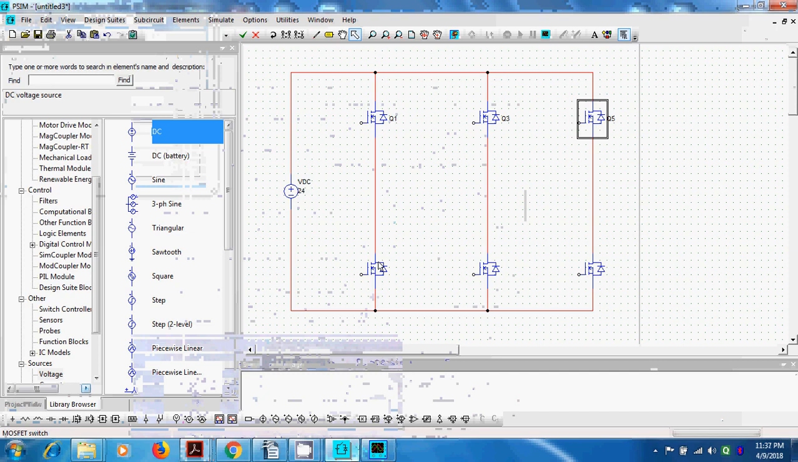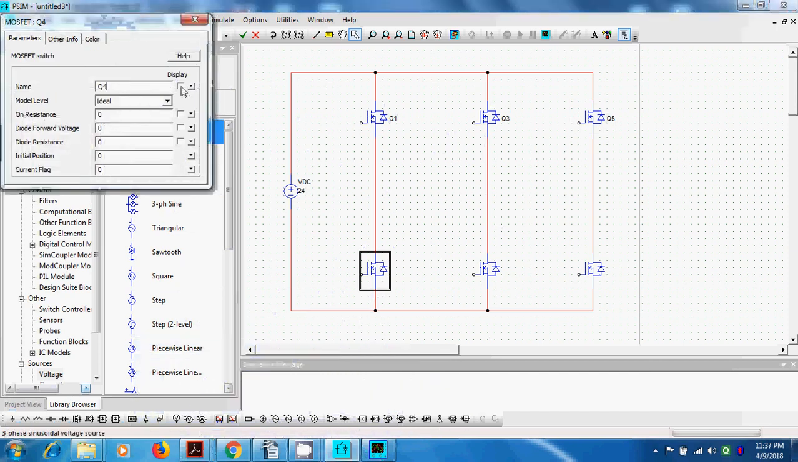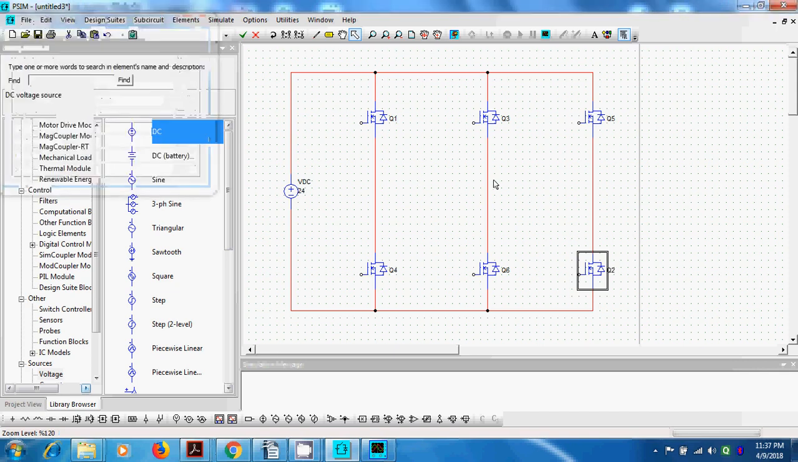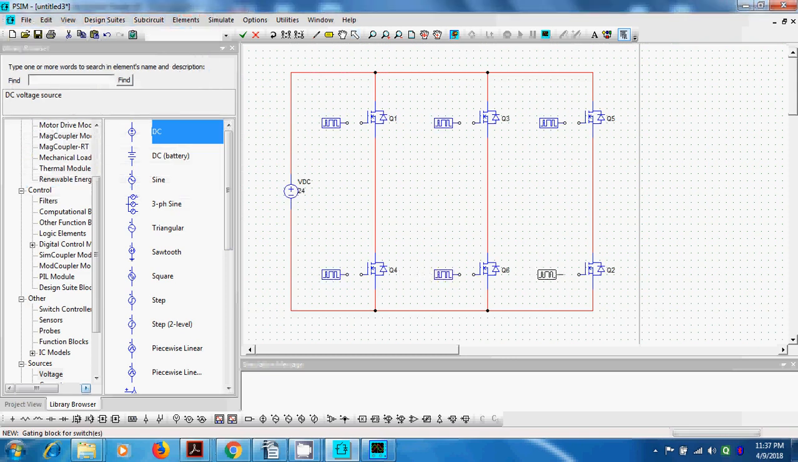So fourth, sixth, and second. Okay, so already we have given the nomenclature. We require gate pulses, so these are the gate pulses that I will give. But the only thing, how much will be the firing angle, that is very important. How much will be the firing angle, we don't know, so we have to give it, because for each MOSFET the firing angle will be different, because we have already studied the gate voltages.